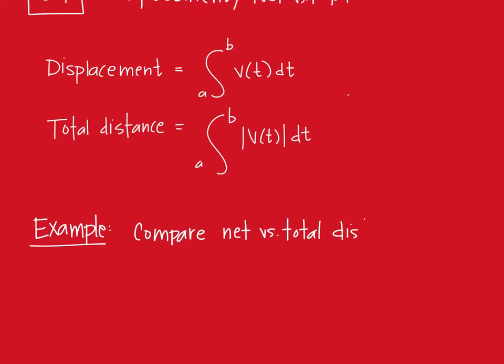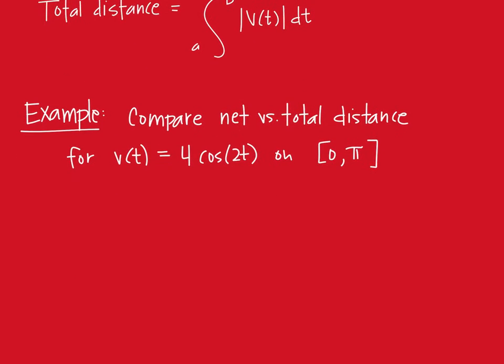distance for the following velocity, v of t equal to 4 cos 2t on the interval 0 to pi. Net is the same as displacement. Those vocab words mean the same thing. So this would be an easy one to do without your calculator. For net, you're going to set up the integral from 0 to pi of 4 cos 2t, without needing your absolute value.